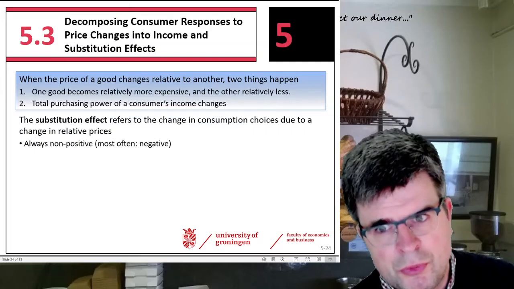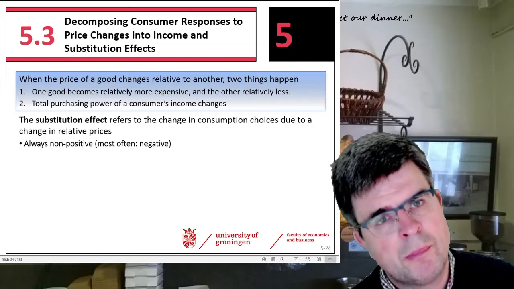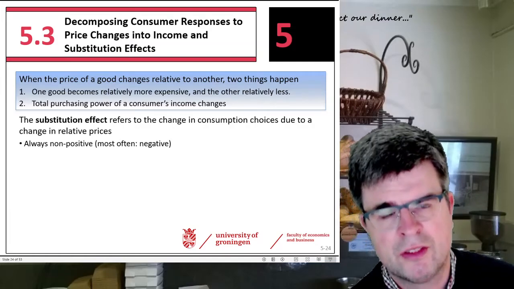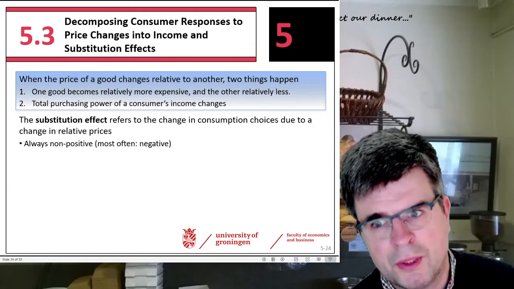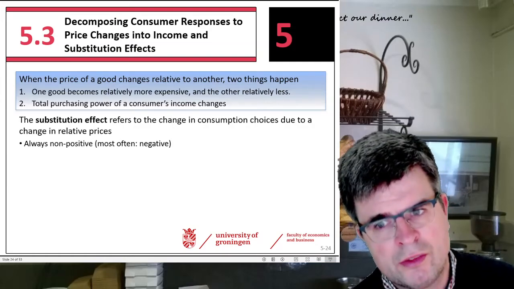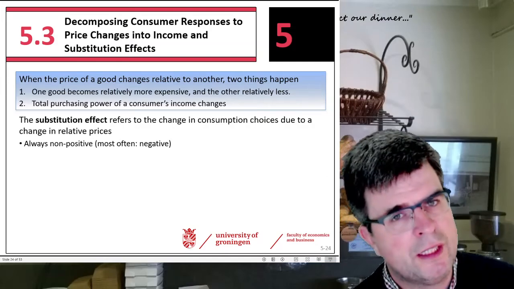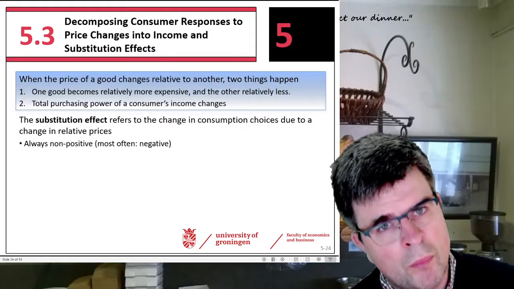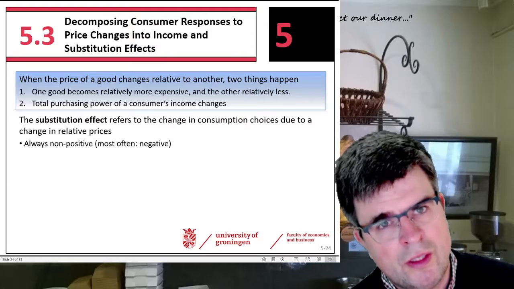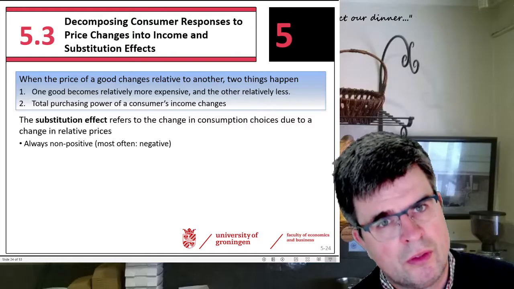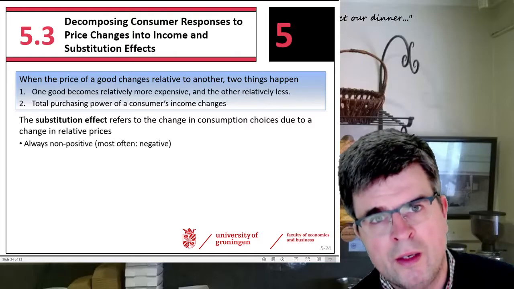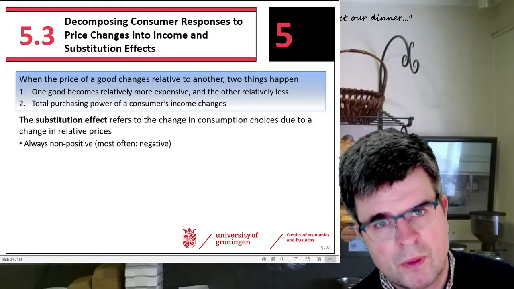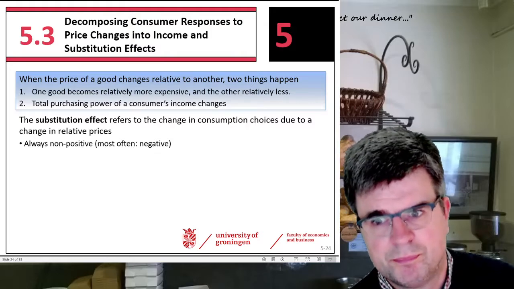So the substitution effect refers to the change in consumption choices due to a change in the relative prices. So this isolates the effect of the relative price change. And this is always non-positive, and in most cases it is negative. If the price of a good increases, then most often the quantity that you demand of that good decreases. You substitute away from the good that has become relatively more expensive. That happens in almost all cases.